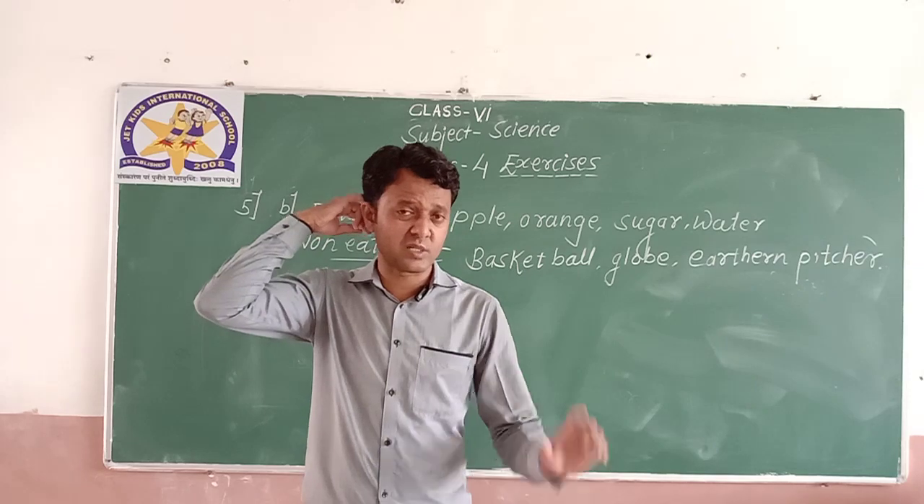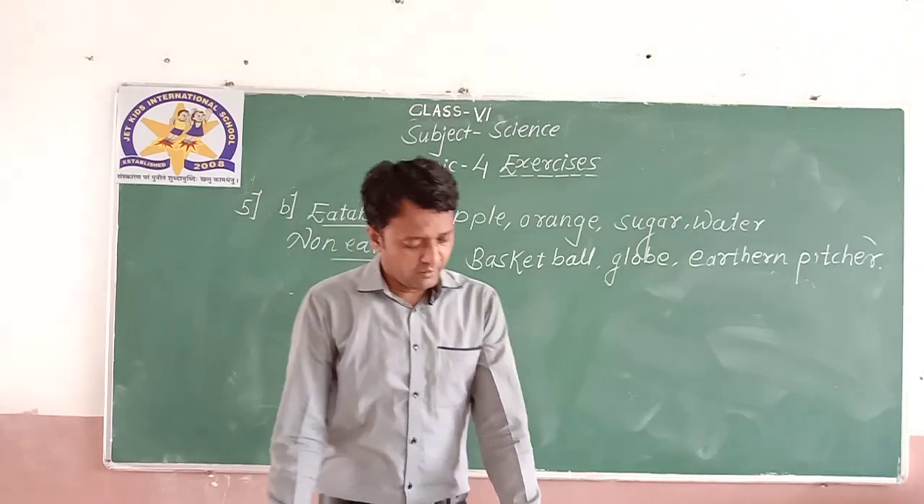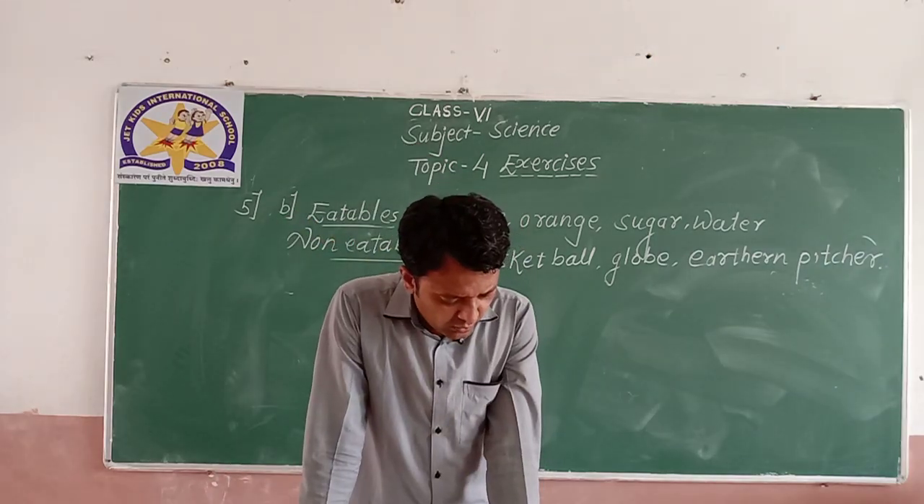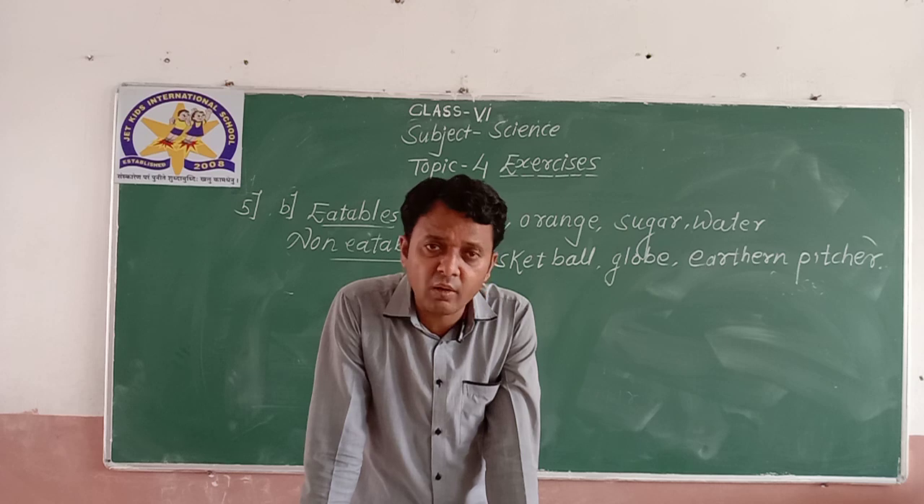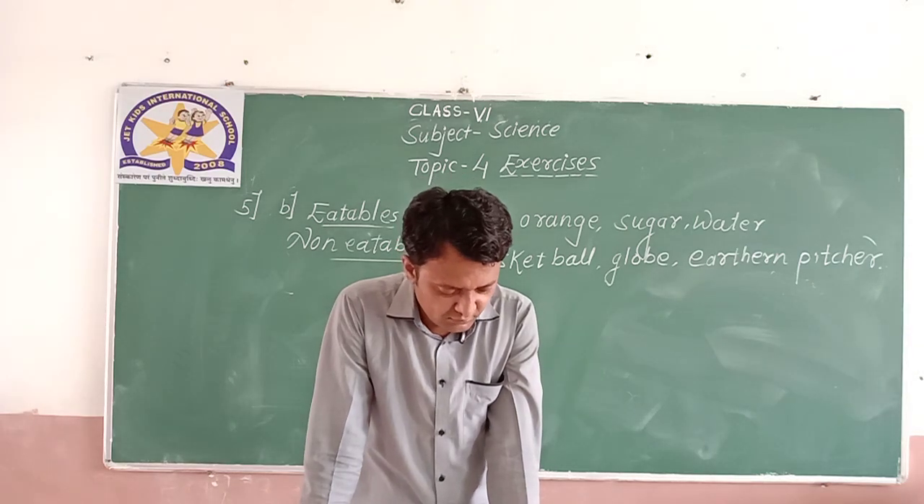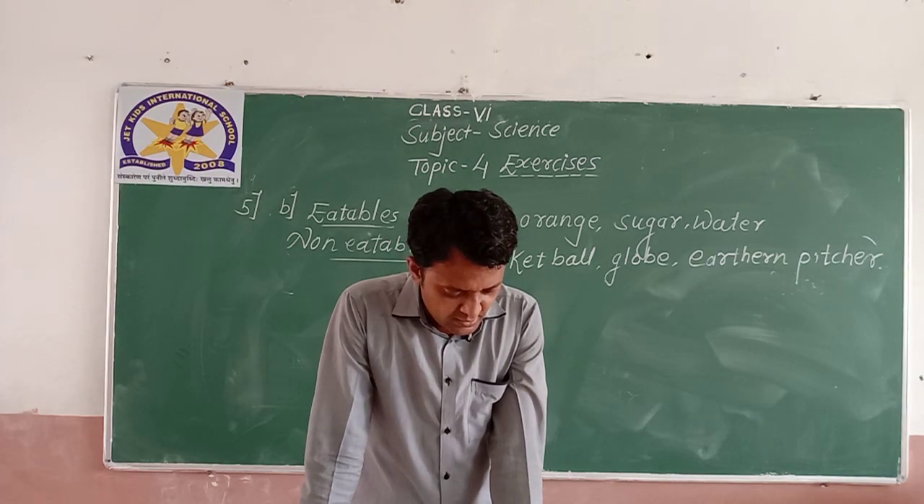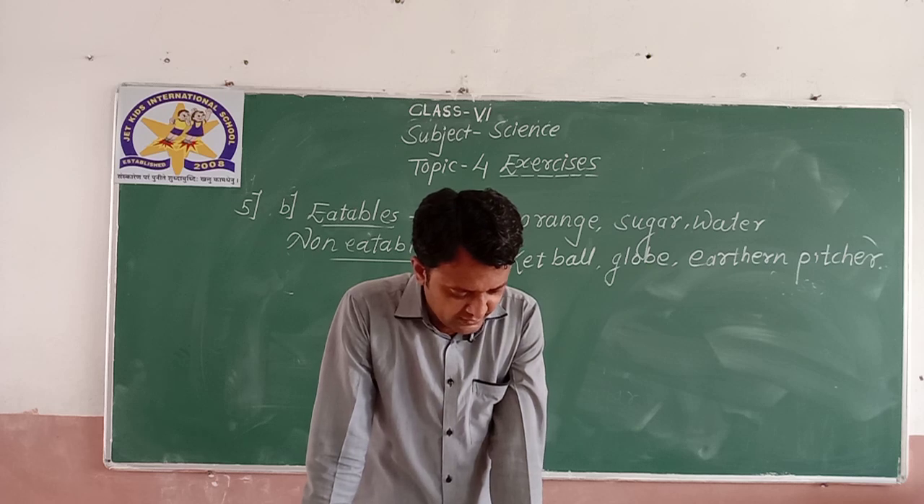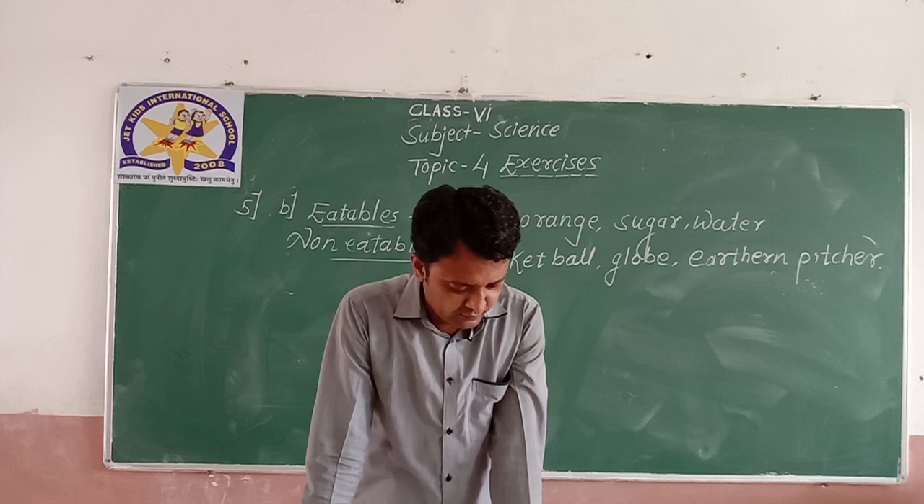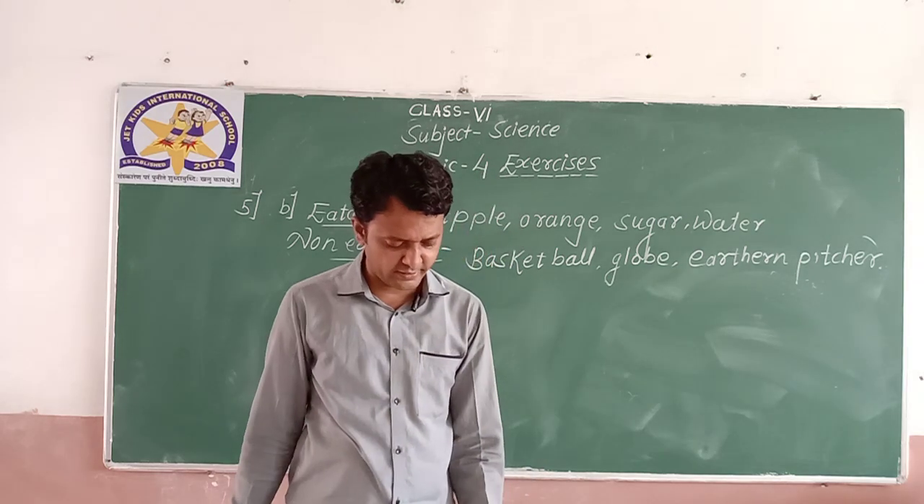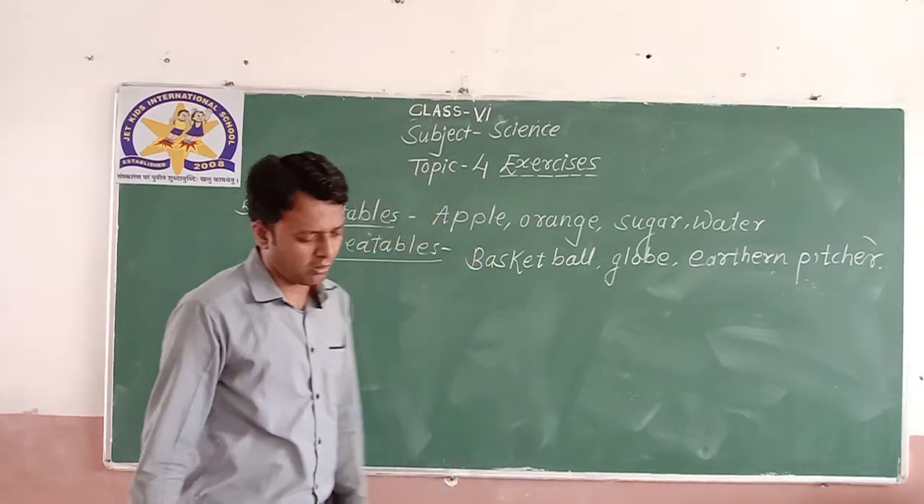6th number. Let me read the question. It is also somewhat tricky. List all the items known to you that float on water. Check and see if they will float on oil or kerosene. First we have to write the list of all the items known to you that float on water. Okay, float on water we will write.